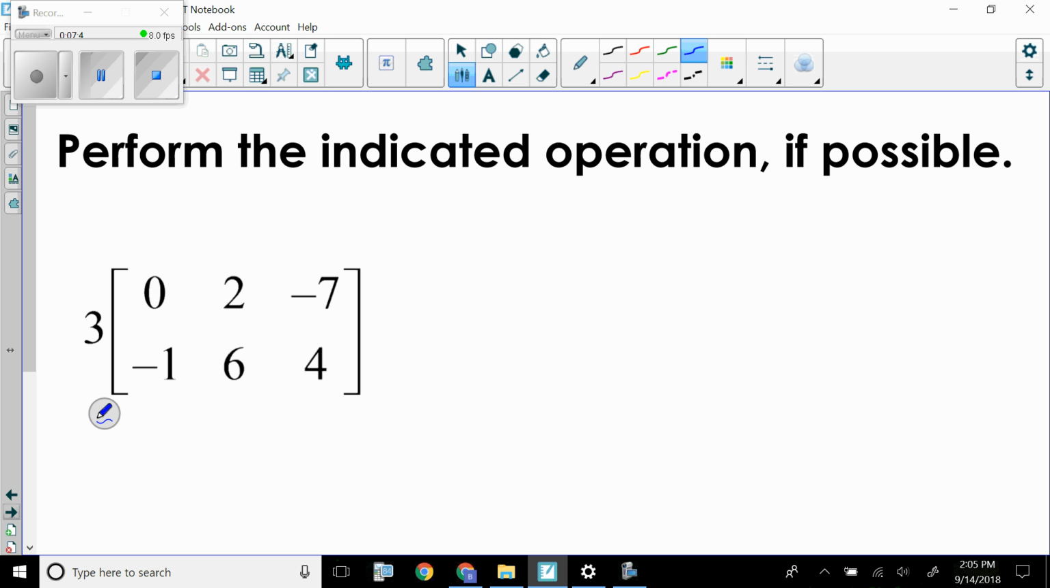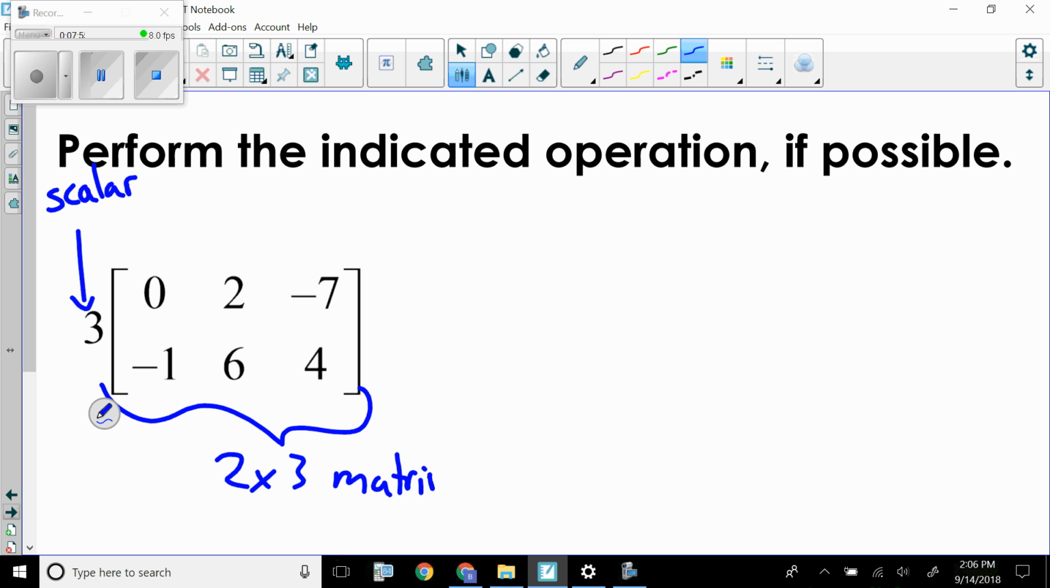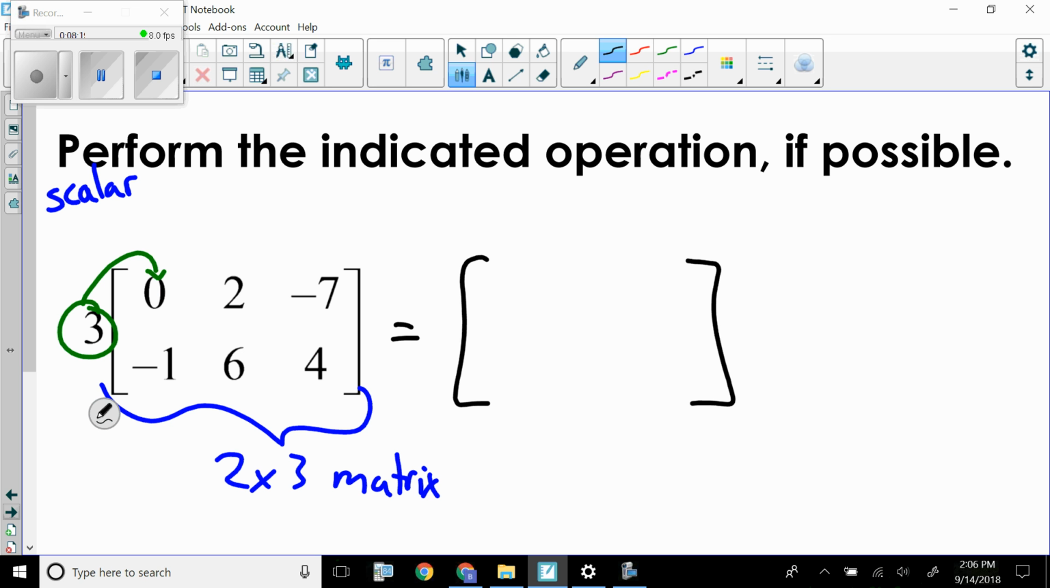Okay, now that you've had enough time to write it down, I have a scalar. This down here is a scalar. This thing right here is a 2x3 matrix. Thus I have scalar multiplication with a matrix. As I'm working this out, it's super simple. I am going to take this 3 and multiply it into every single one. Because I am multiplying it into every single one, I should have a matrix that looks the exact same.